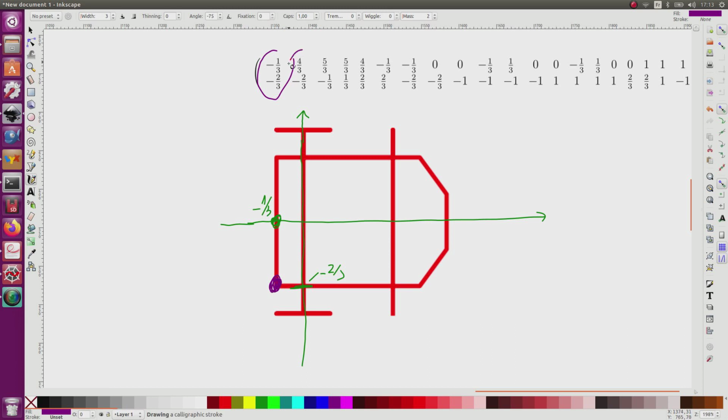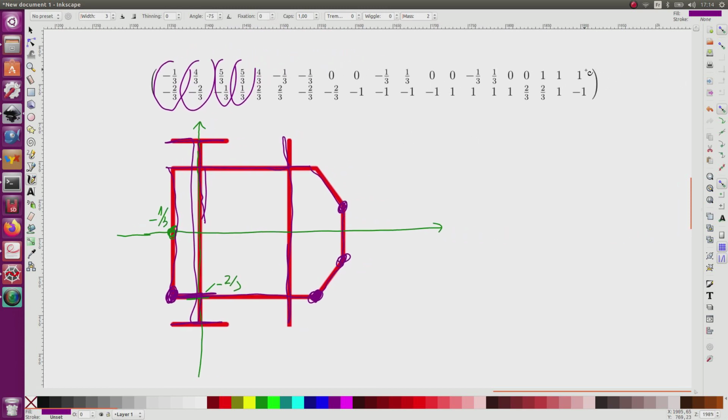Then this one corresponds to this point. This one to this point, this one to this point, and so on. So what I have to do is I should be able to draw without lifting the pen. I should be able to draw everything like this, all the sketch coming here, for instance, without lifting the pen. And if I do this, I have a set of points that are represented by this matrix.